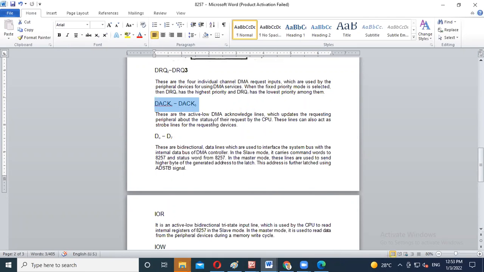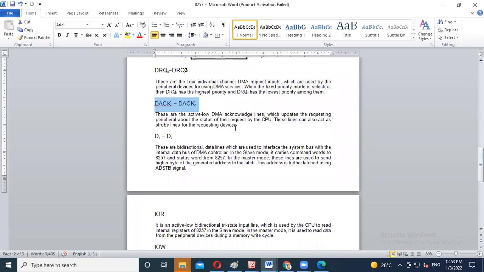Active low means high or low based on that. So DAC3 is the lowest one and DAC0 is the highest one. So these lines can act as strobe lines with the requesting devices. Strobe means connecting devices and transferring the data priority-wise.